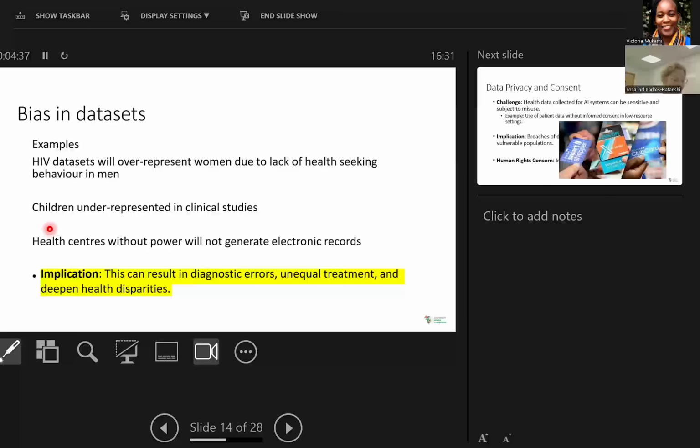So what's the implication of this? It can result in diagnostic errors if we're generating AI diagnostic tools. It can result in unequal treatment, and it can deepen these health disparities. And the real big challenge, and the reason why I'm interested in AI, is that we really need to think about how we can make sure that AI doesn't increase our inequalities, and it helps to close the gap in health access and health inequality and not increase it further.